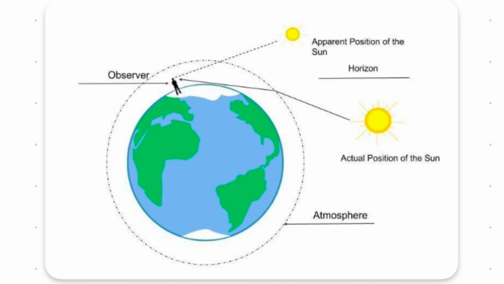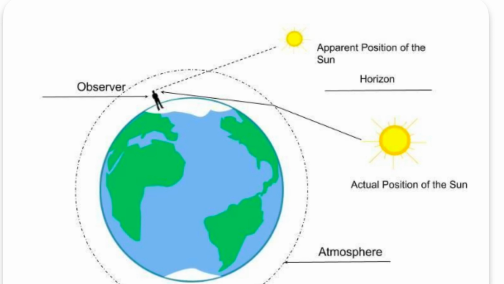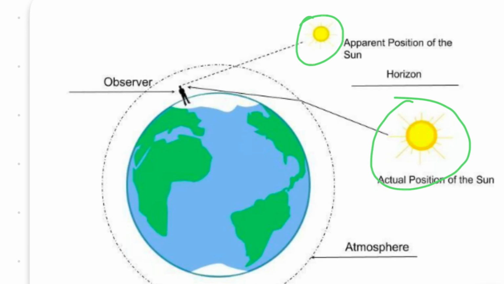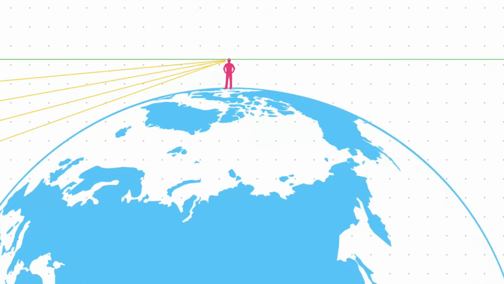So we can see the sun for some more time, but in actual time it is already set, and it happens because of the atmosphere, because of the bending of light. This is why twilight happens, and this happens because of our dense atmosphere. This is how it looks in real time. So due to the bending or refraction, we see the apparent position of the sun, but the actual sun is already set. And this is also dependent on the observer's height.